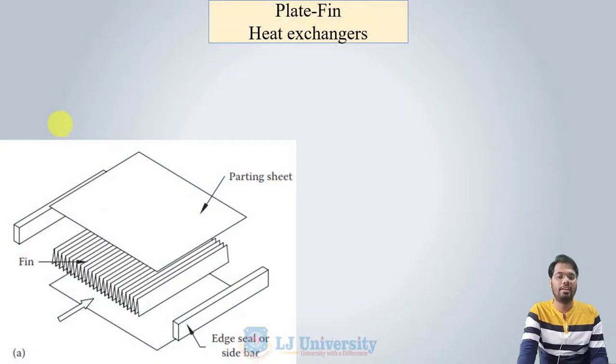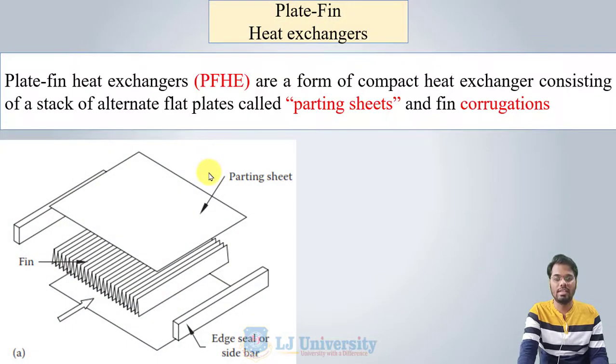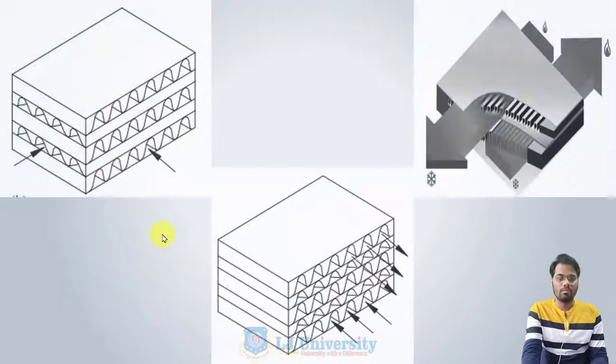The second one is the plate fin heat exchanger. From the figure you can see that the extra fin is attached between these two plates. The plate fin heat exchanger, generally short name PFHE, is a form of compact heat exchanger which consists of a stack of alternate flat plates called parting sheets and fin corrugations. Corrugation means in a zigzag way, which is attached to these two plates by soldering or by welding.